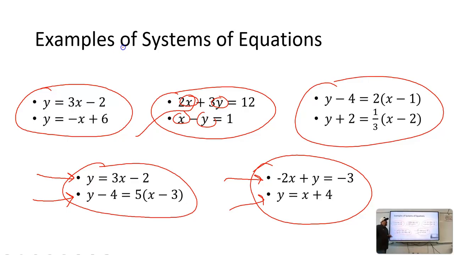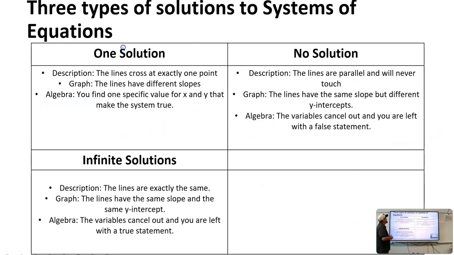All right, so whenever we solve a system of equations, we're going to have three different types of solutions. The first type is when we're just going to get one solution, where you're going to find an x and a y. The way you can tell you're going to get just an x and y for a solution is if the lines are crossing at exactly one point. Or, right here, if the lines have different slopes. Or in algebra, you find one specific value for x and y that make the system true.